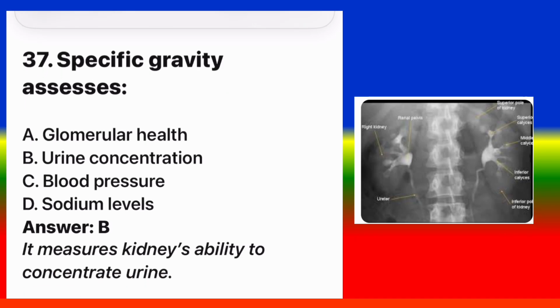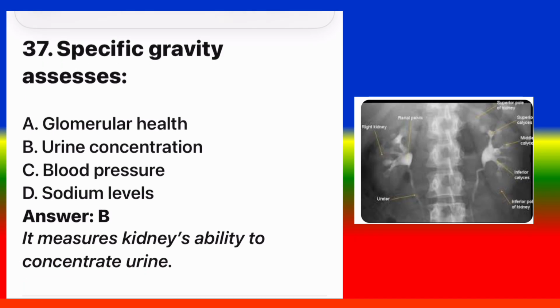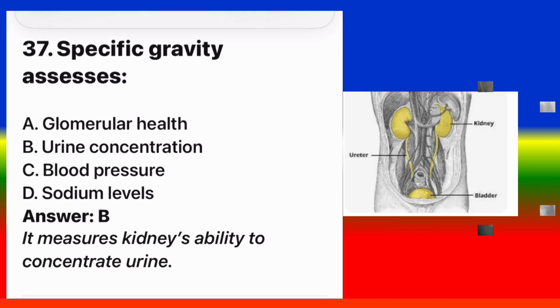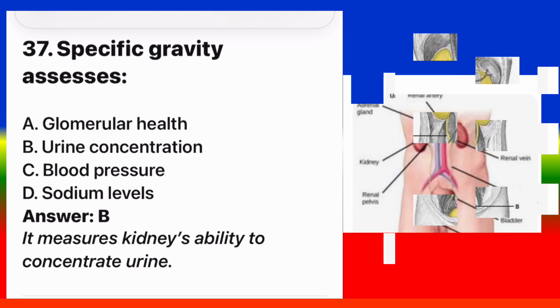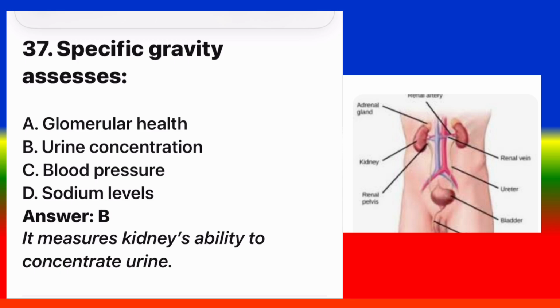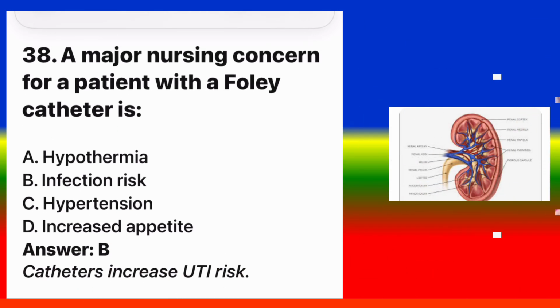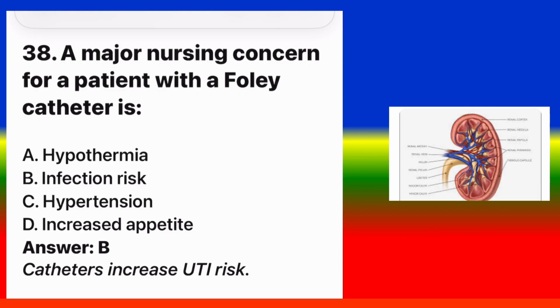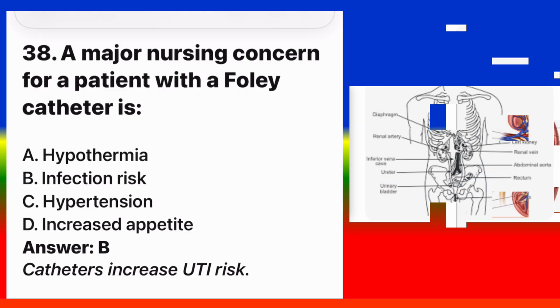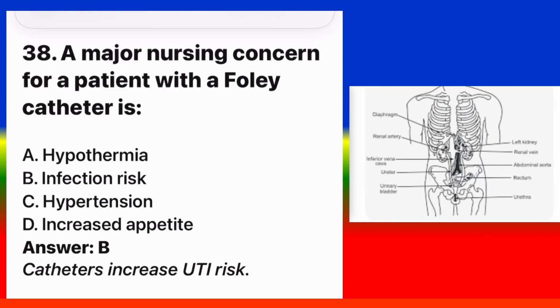37, specific gravity assesses: A, glomerular health; B, urine concentration; C, blood pressure; D, sodium levels. Answer B. It measures the kidneys' ability to concentrate urine. 38, a major nursing concern for a patient with a Foley catheter is: A, hypothermia; B, infection risk; C, hypertension; D, increased appetite. Catheters increase UTI risk.